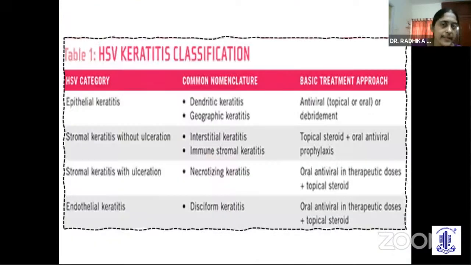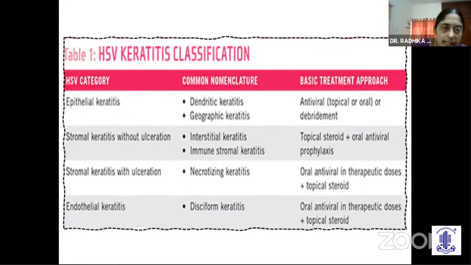So now that we've understood the nomenclature and the levels of involvement, we can quickly recap how we decided to treat them. Epithelial disease, where you have dendrites or geographic keratitis, is infectious in nature, so only antiviral, mostly topical, occasionally oral. Stromal keratitis with no ulceration is largely immune disease, so more of topical steroid and less of oral antiviral medication.